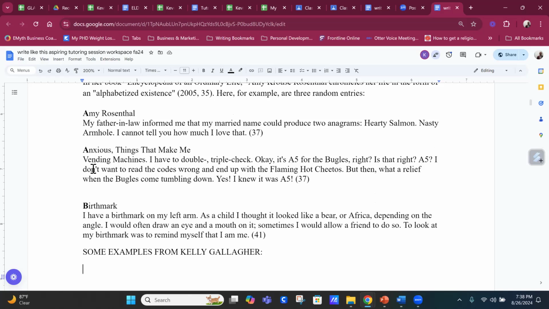Vending machines, I have to double, triple check. Okay, it's A5 for the bugles, right? Is that right? A5? I don't want to read the codes wrong and end up with the flaming hot Cheetos. But then, what a relief when the bugles come tumbling down. Yes, I knew it was A5.